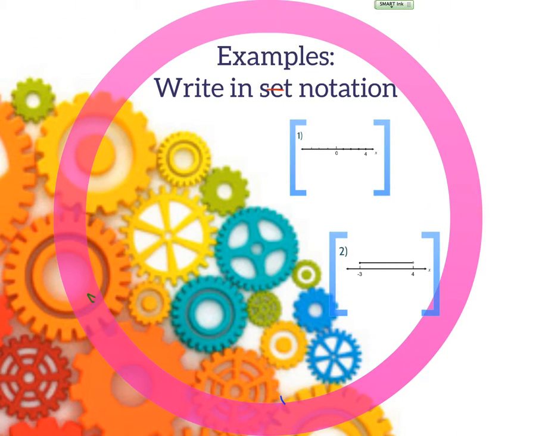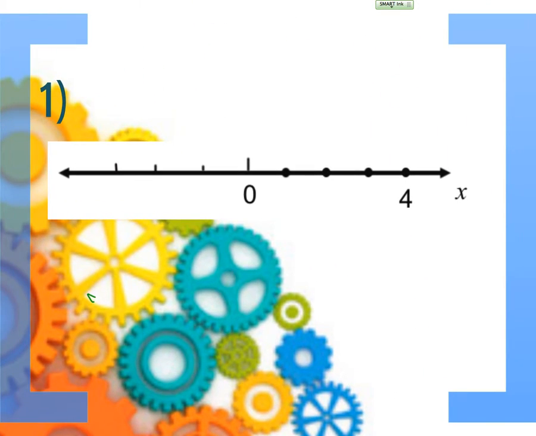Alright, so what we're going to do is I've got 2 different number lines that we're going to look at, and then we're going to write that set in set notation. So we're going to write it with the crazy parenthesis. So here's our first one.